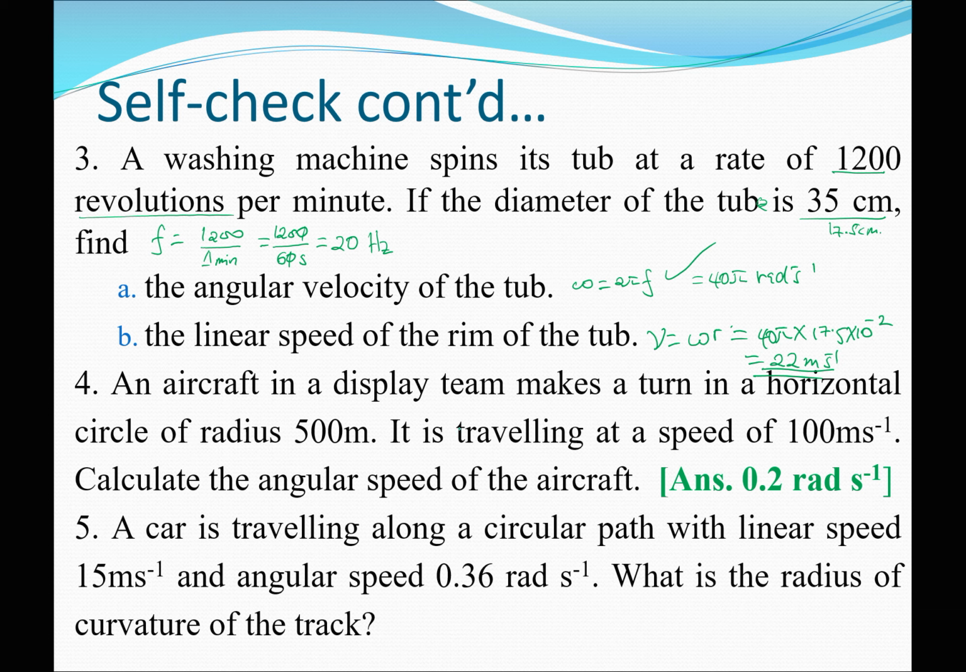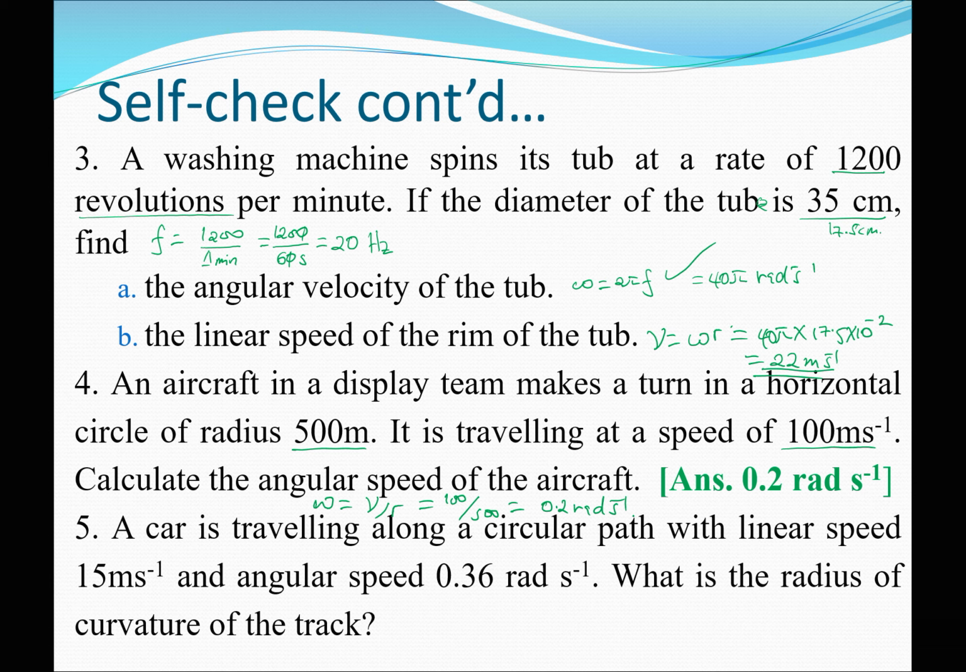An aircraft in a display team makes a turn in a horizontal circle of radius 500 meters. It is traveling at a speed of 100 meters per second. Calculate the angular speed of the aircraft. So omega is equal to v divided by r, which is 100 divided by 500, which is 0.2 radians per second.